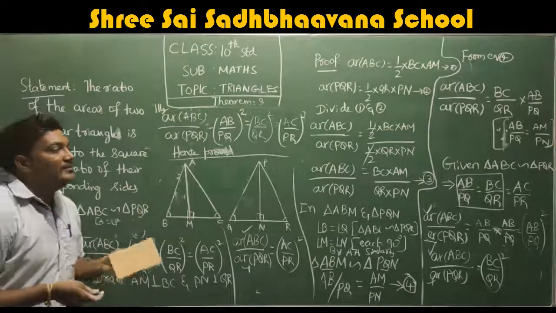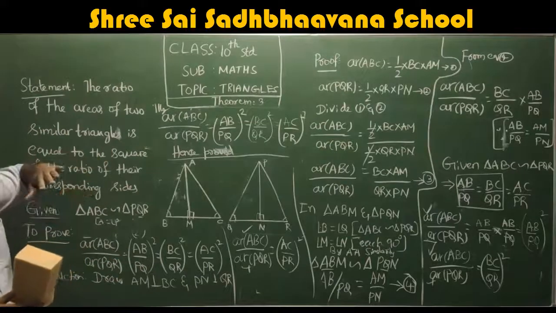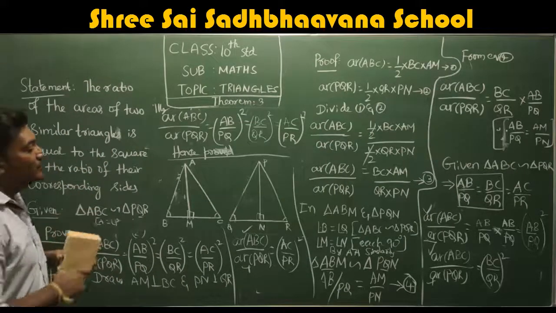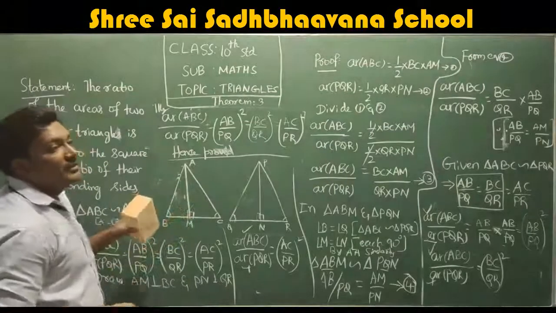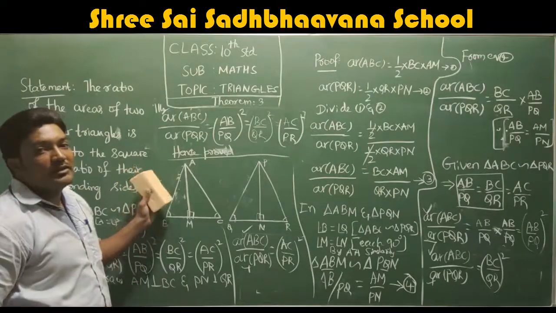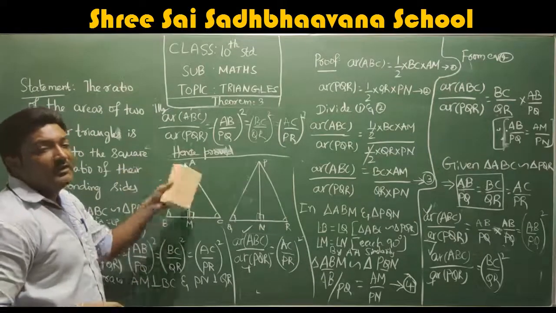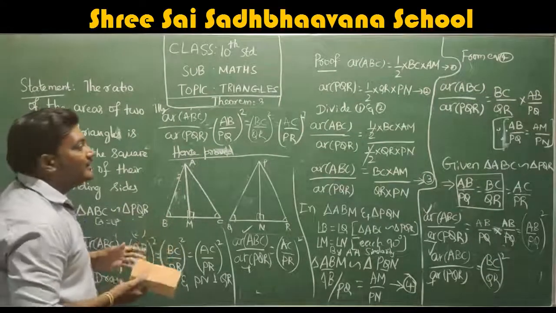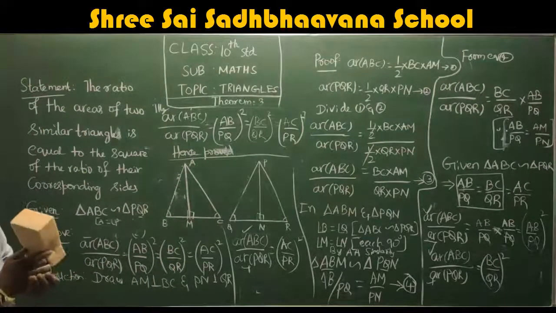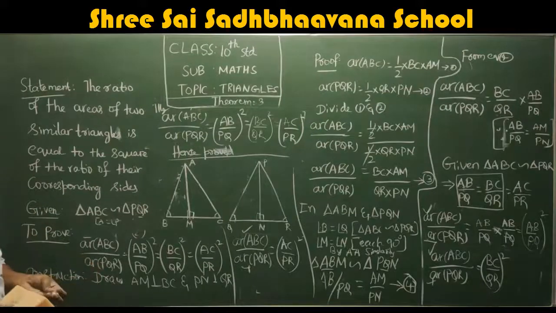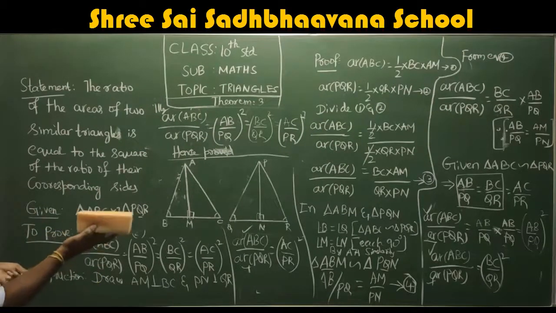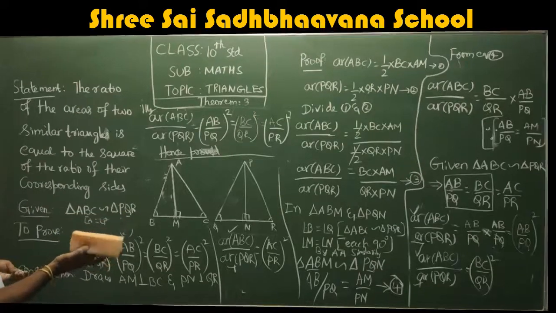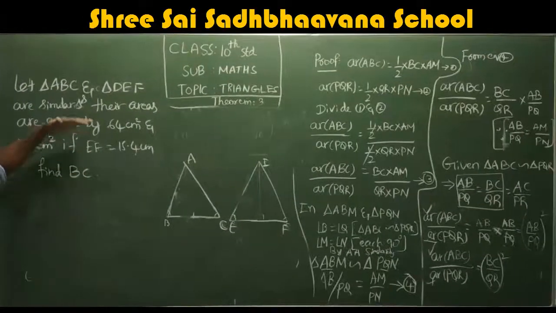I hope you understood. Basically this theorem is saying that the ratio of the areas of these two triangles is always equal to the square of the ratio of the corresponding sides. That is the only thing you have to understand, and this theorem is very important for your examination purpose. Okay, let me solve one sum based on this so that you can easily understand why we use this theorem. We are going to solve one sum.